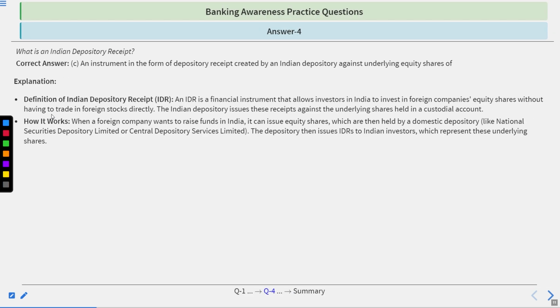Time's up. Correct answer is C. Just go by the explanation. Definition of Indian Depository Receipt (IDR).